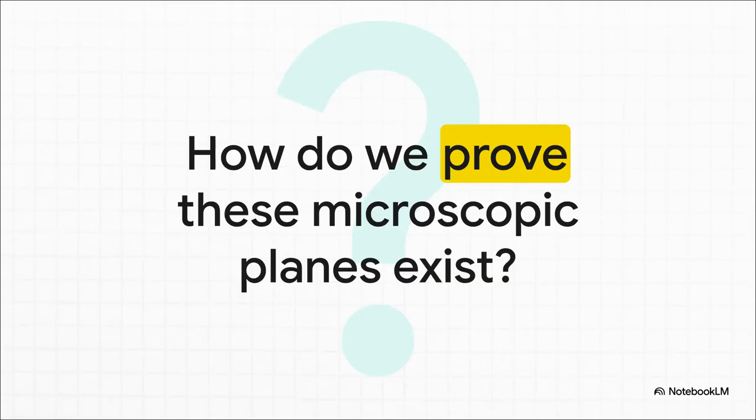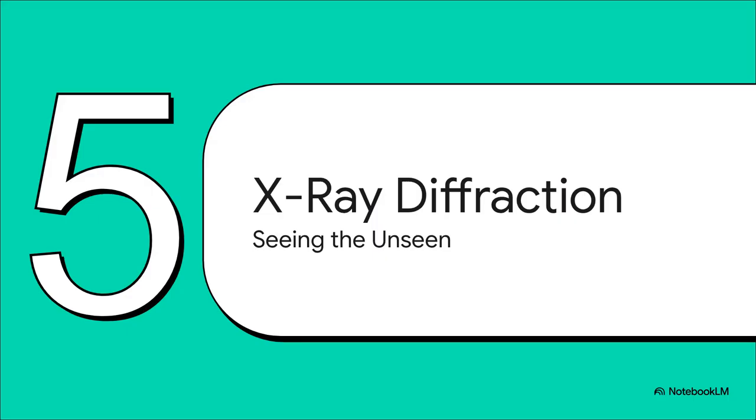Time for a quick pop quiz. We have all this fantastic geometry and math, right? But how do we actually know it's true? I mean, atoms are fractions of a nanometer wide. You definitely can't just slap a crystal under a standard high school microscope and see these planes. So, how do we prove they're there? Which brings us to Section 5, X-ray diffraction in Bragg.